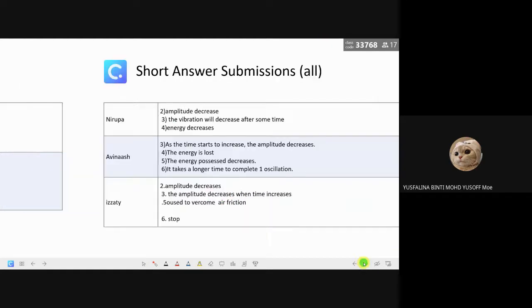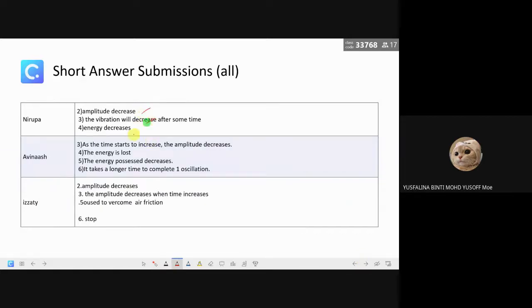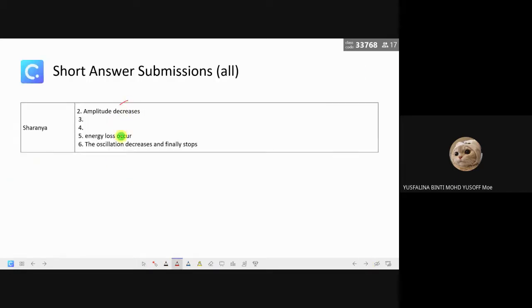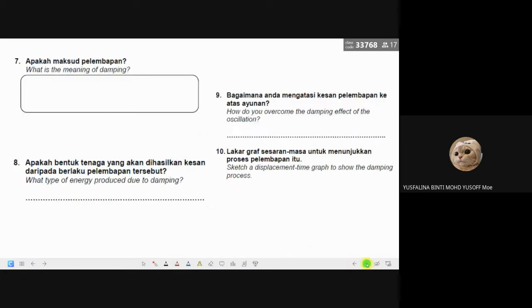Okay, so next one: decrease, decrease, decrease energy loss. It takes longer to complete one oscillation. Actually, it will be stopped. Okay, decrease, decrease, decrease, stop. Right. Okay, so let's move on to the next one.